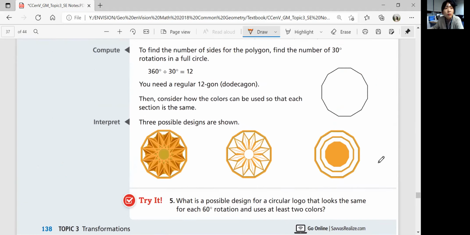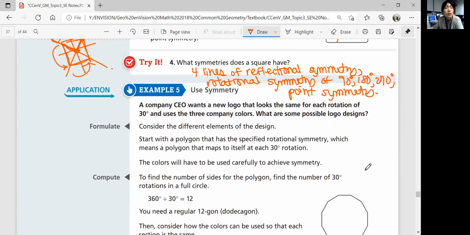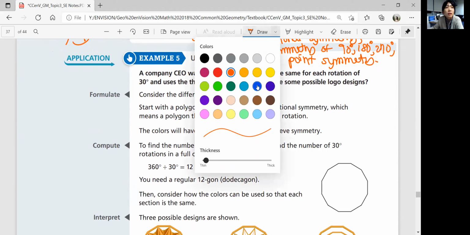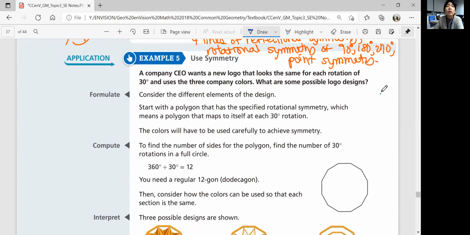And the last example, okay, is going to be using symmetry. Now that we've learned all kinds of symmetry, now let's look at a word problem. A company CEO wants a new logo that looks the same for each rotation of 30 degrees and uses the 3 company colors. What are some possible logo designs?